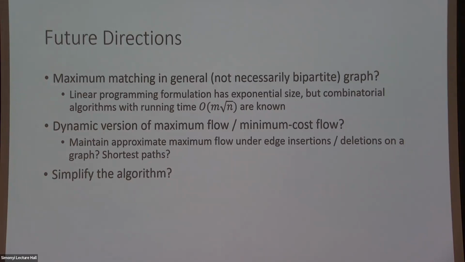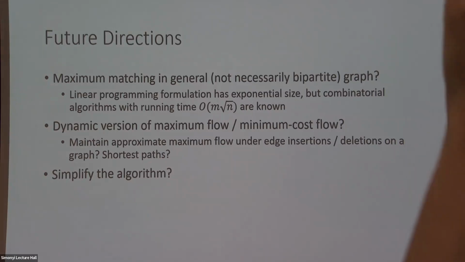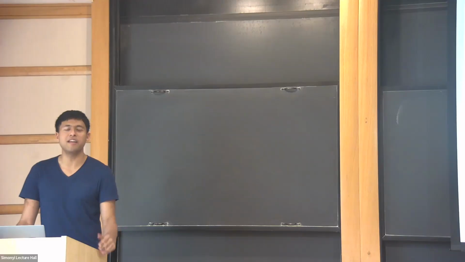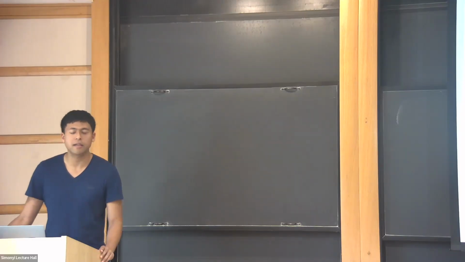Question: In this inner step, why do this combinatorial thing rather than something like a move in the direction of the gradient? For this inner step, you solve this combinatorial problem. Why not just take a step in the gradient of your objective function? Good. So the question is, why not just take a step in the gradient? Why do this more combinatorial thing?